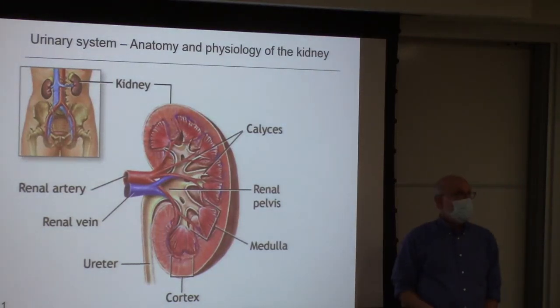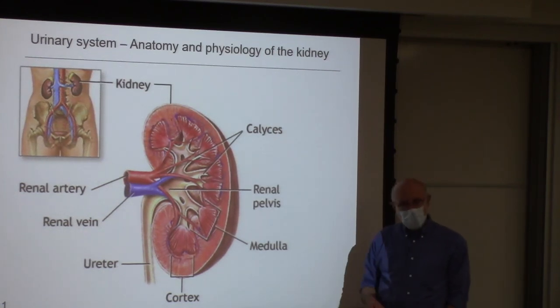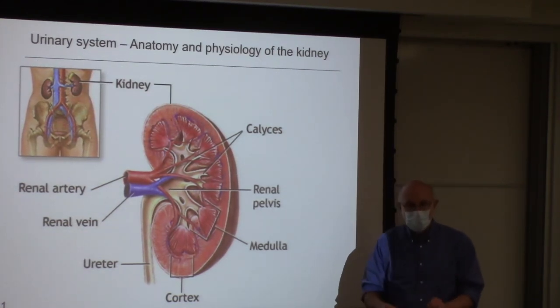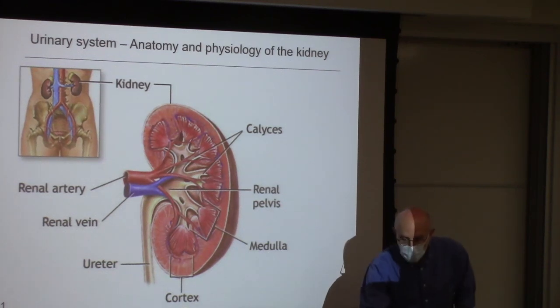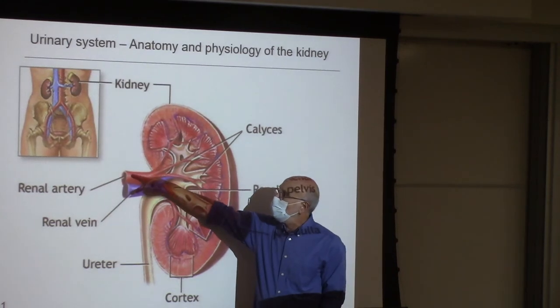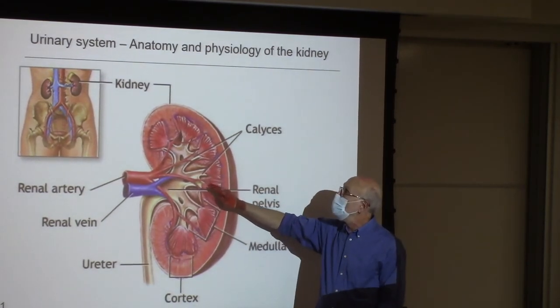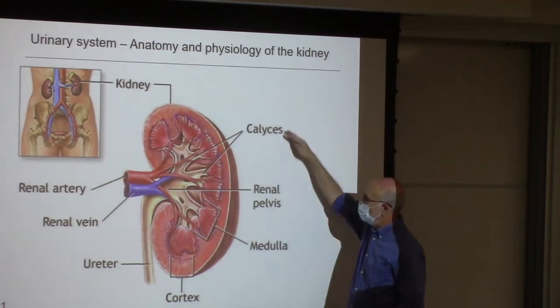So we're going to start with the anatomy of the kidney. So this is just a picture of the kidney. We are going to talk about blood flow to and from the kidney. We will talk about blood flow within the kidney. We'll talk about these structures. We're going to get to this in a minute.